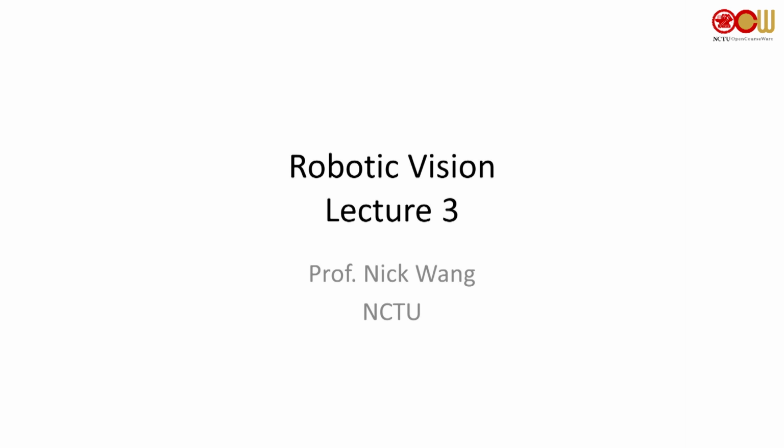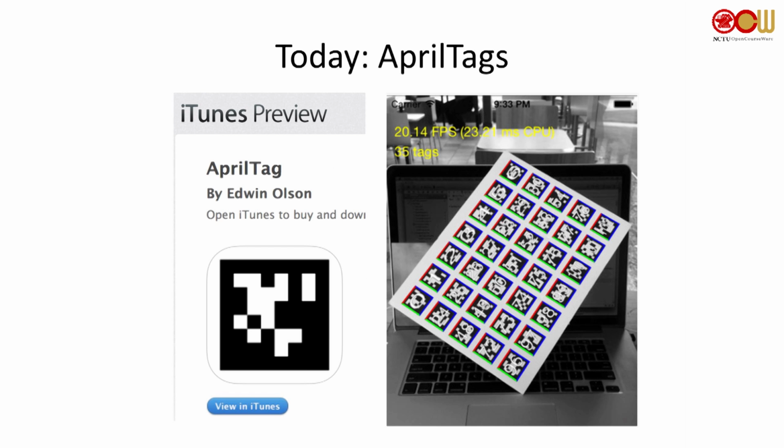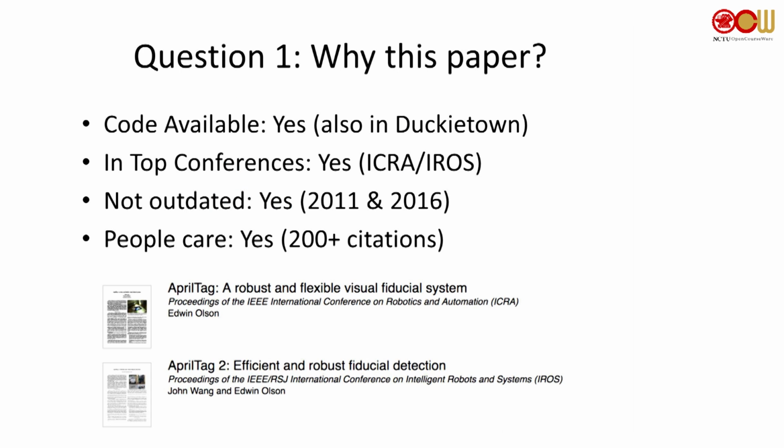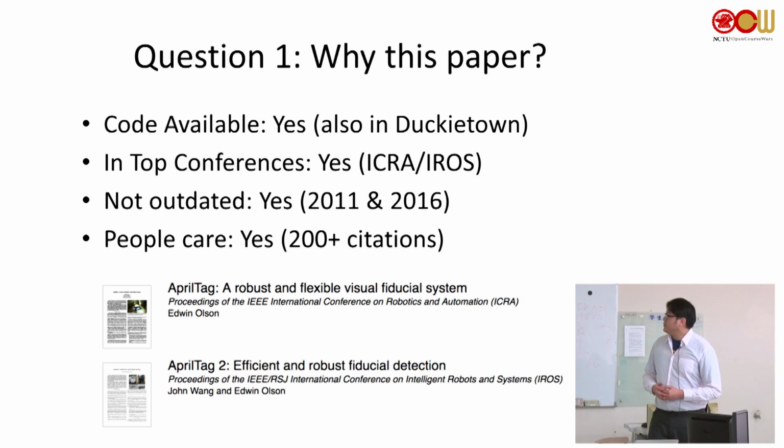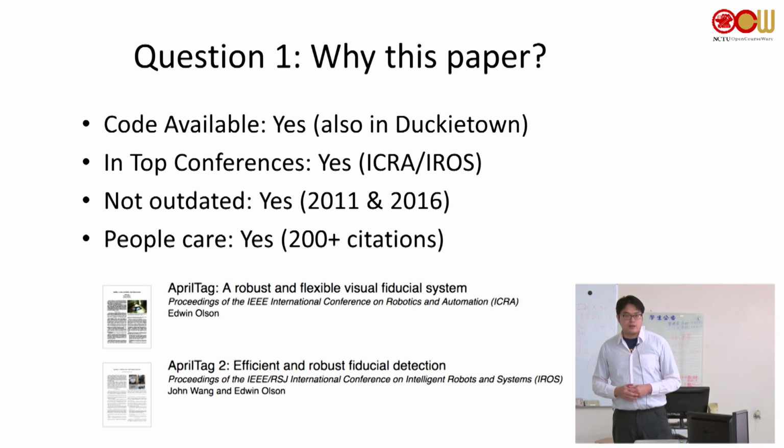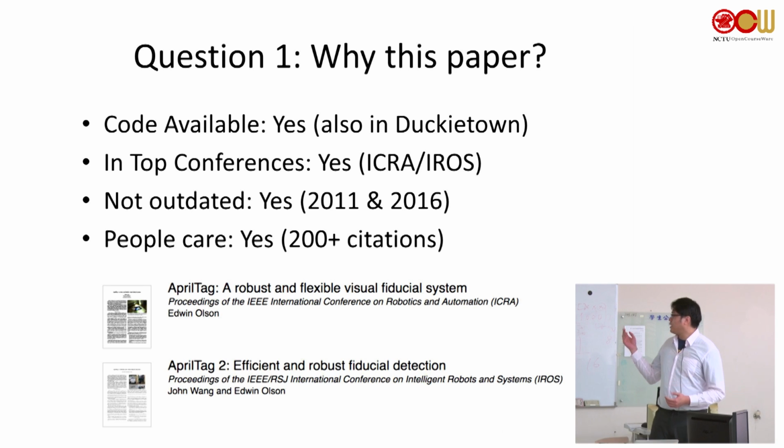Today, we would like to start with the AprilTag. The good thing is that it actually satisfies all the to-do we want. The first part is that the code is available and it's even in our Duckietown. Second, it's in top conferences. There are actually 2 papers: the first generation AprilTag, and another update, AprilTag 2.